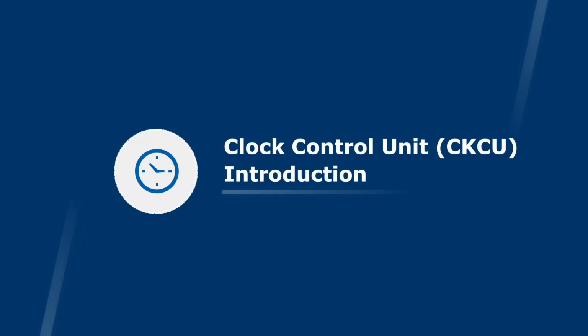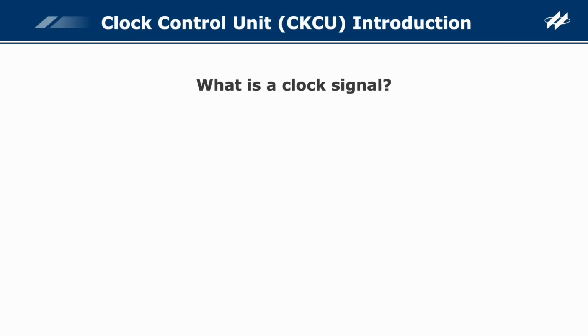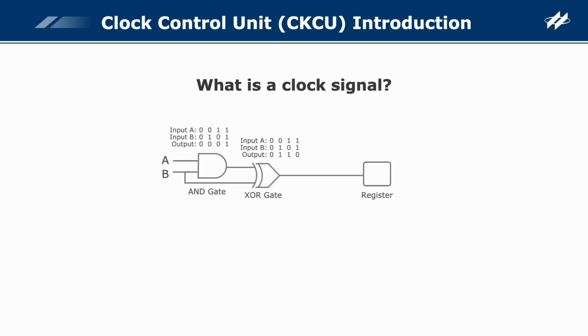Part 1, Clock Control Unit, CKCU Introduction. The clock signal is a periodic pulse signal generated by the circuit to provide a uniform signal to the MCU. What is the function of a clock signal? Here we take a simple logic gating circuit in the above figure as an example for illustration. The register value is theoretically equal to the output of the XOR gate. However, there is a delay in the actual gating circuit, which causes the register value to be abnormal.